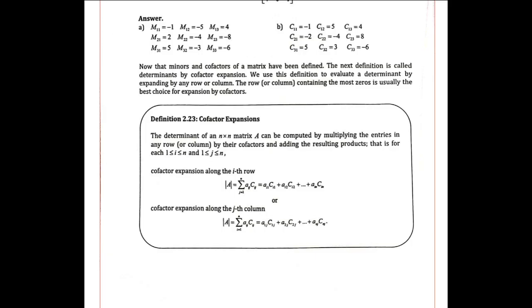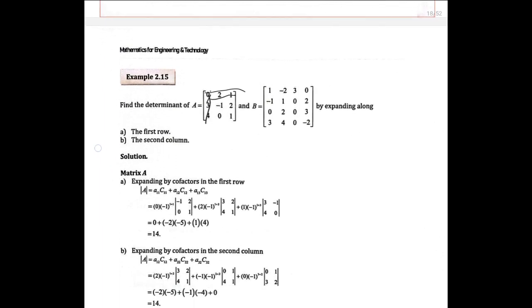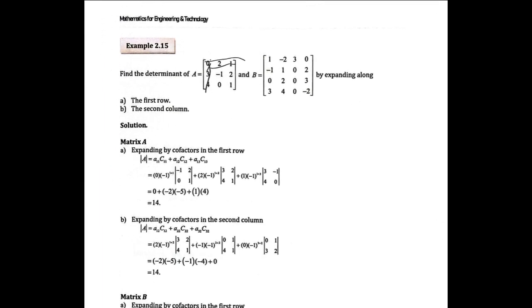So this is the formula, right? Let's not be confused with the formula. It is actually just showing you how to calculate it. So how do you actually do the cofactor expansion? First, we know that to look for the cofactor, which is this C11, C12, C13, you should conduct a calculation on the minor first.